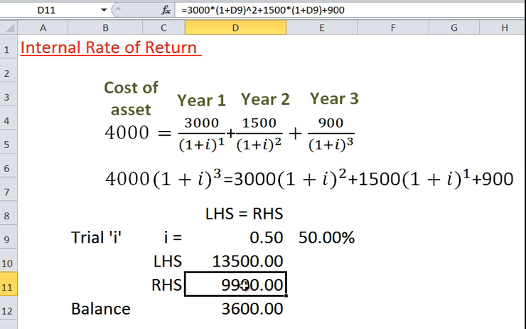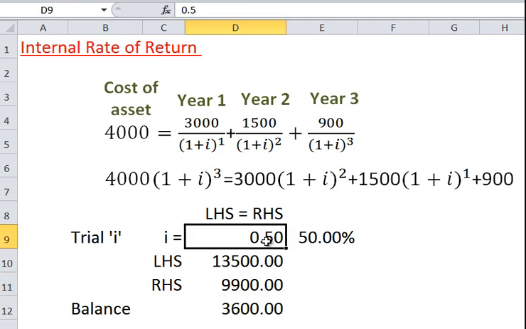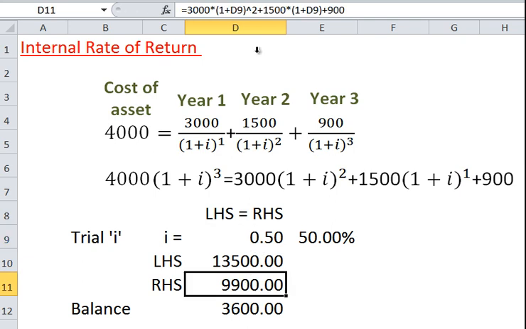Now on the right-hand side, you can see here it's 3,000 multiplied by 1 plus D9. Remember, D9 is here. So 1 plus D9 raised to the power of 2, squared. And there's the formula there. So it's 3,000 times 1 plus D9. D9 is I. That's the value we're giving it, squared.